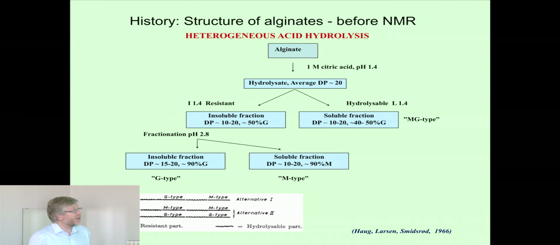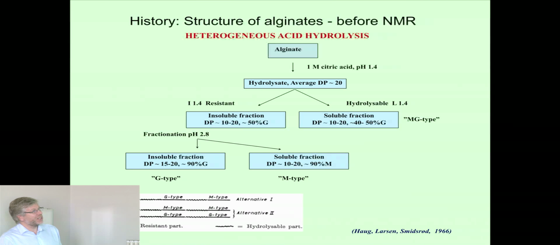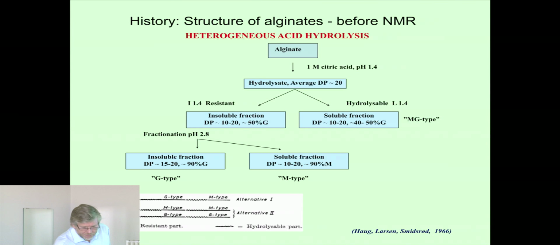So now you see the pattern. We have a fraction with about 50% G, and which is of the Mg type, the G type and the M type. So from that moment on, it was understood that alginate contain 3 types of blocks, which you can isolate by this method.